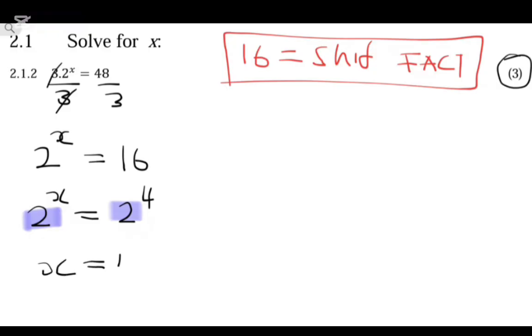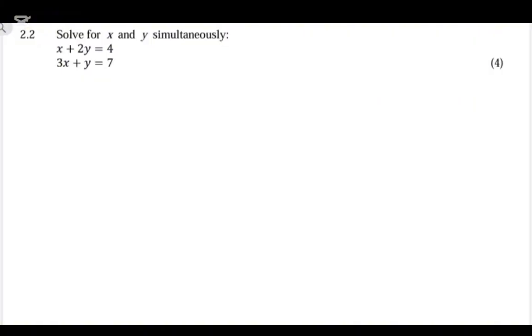So our x here is going to be equal to 4. This is how we solve for x for this 3 marks question. 2.2 is to solve for x and y simultaneously, which is worth 4 marks. This one is worth 4 marks because you can simply use elimination, and it is very, very easy if you use the elimination method.